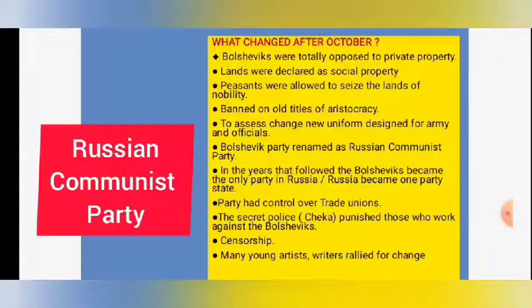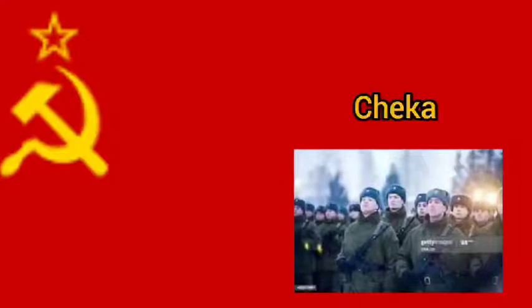In the years that followed, the Bolsheviks became the only party in Russia. Russia became a one-party state. The party had control over all the trade unions. They also had a secret police called Cheka, which punished those who worked against the Bolsheviks. They put a censorship, or a ban. Many young artists and writers rallied for the change.